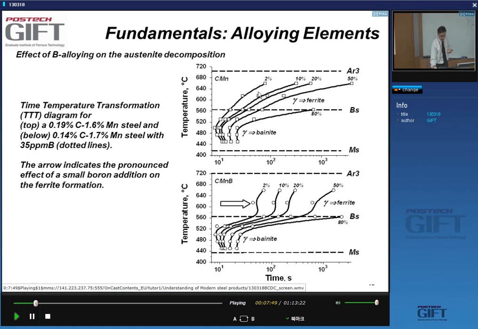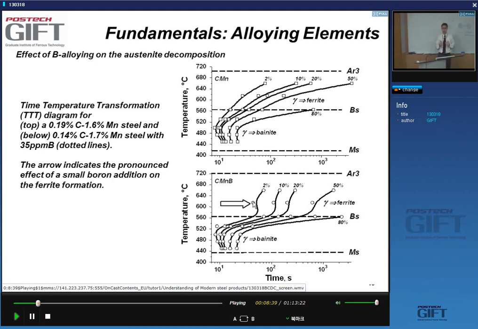these are the lines for 2, 10, 20, and 50% of transformation for ferrite. So basically, if I do the transformation at, say, 600 degrees C, it takes me, this is 10, this is 20 seconds to have 2% transformation, right? If I have a boron added material here, you can see that all these top transformation lines, segments of the transformation line, are now pushed back to longer times. So you basically suppress the ferrite transformation kinetics.